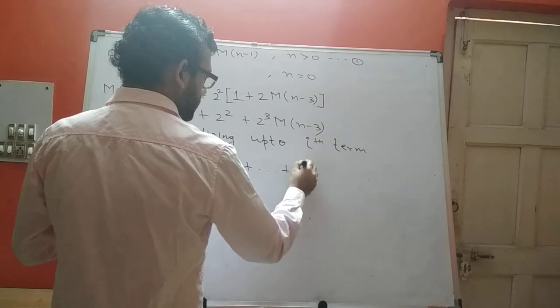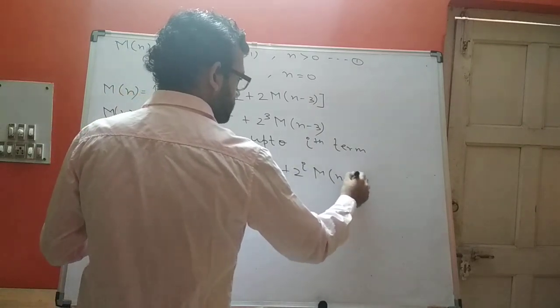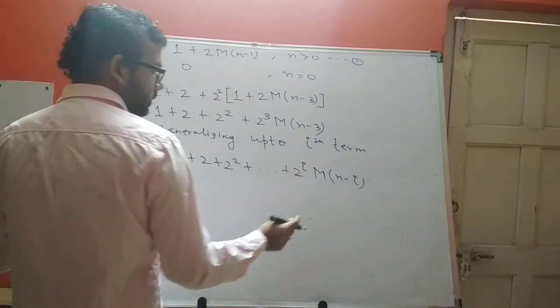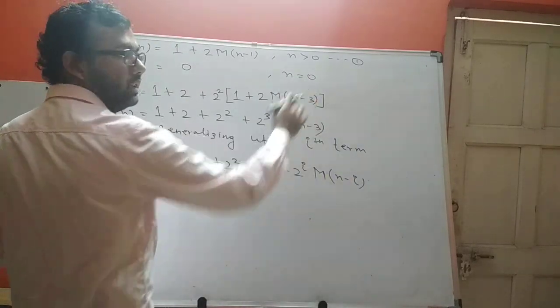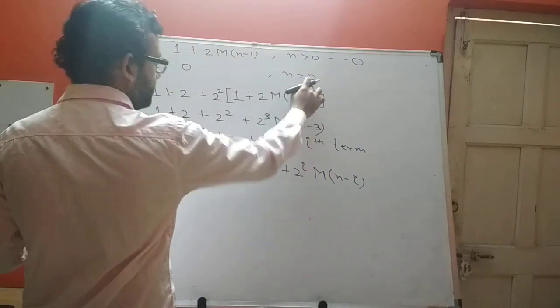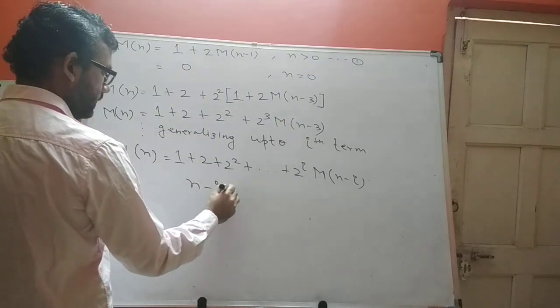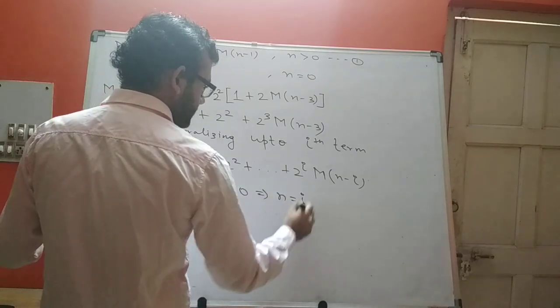Up to 2 to the power of i into m of n minus i. Now, I have to somehow eliminate this i. In order to eliminate this i, I'll use the base condition. I can see that the base condition is n equal to 0. So I can say that n minus i is equal to 0, and if I equate this, I'll get n is the same as i.